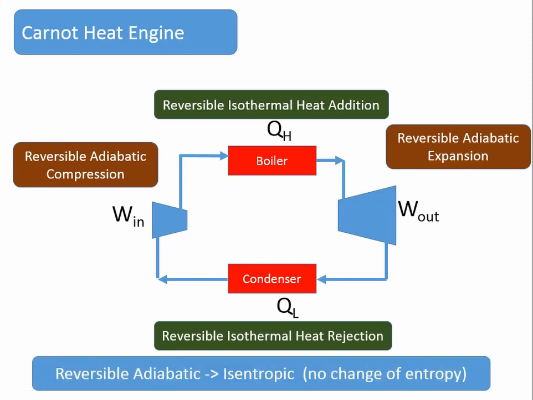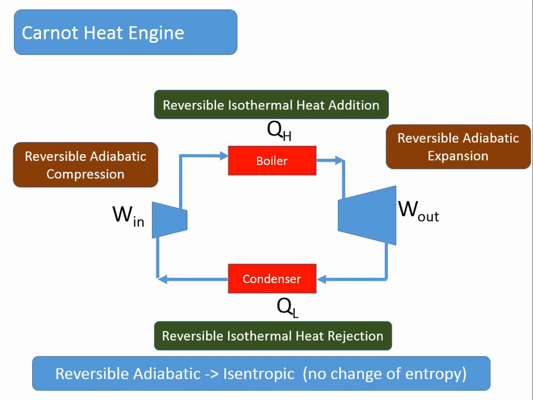The term reversible adiabatic is equivalent to isentropic. That means there's no change of entropy. Once we learn the concept of entropy in the next lesson, you will better understand this. But for the time being, remember the fact that reversible adiabatic means isentropic. That means there's no change of entropy through isentropic processes or reversible adiabatic processes.